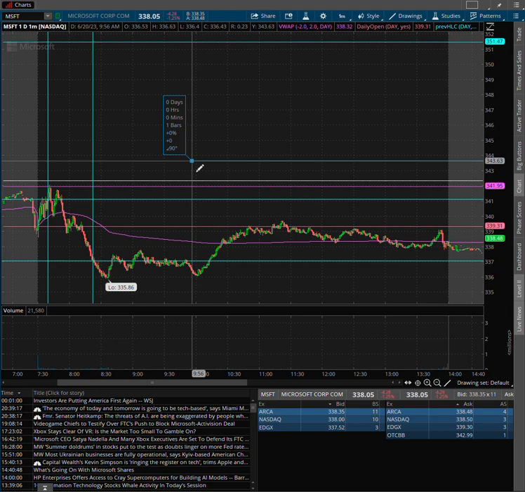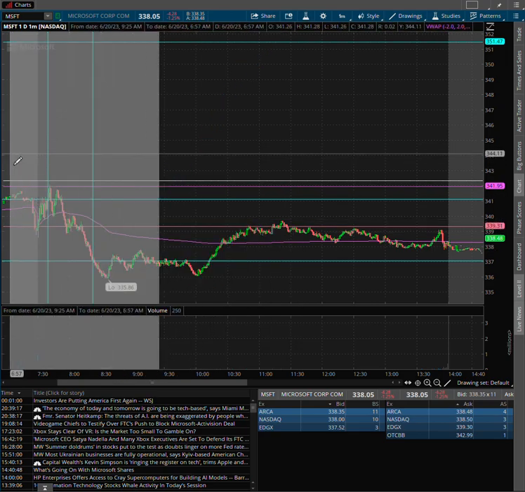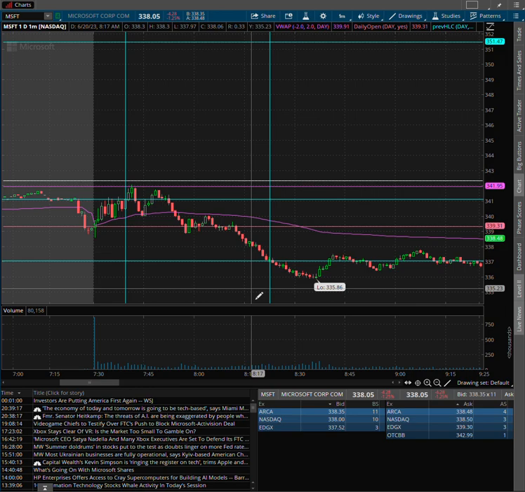Today is June 20th, 2023. Today, I traded Microsoft in my FTMO verification account. In that account, I experienced a daily max loss, and the verification account failed because of this single trade.